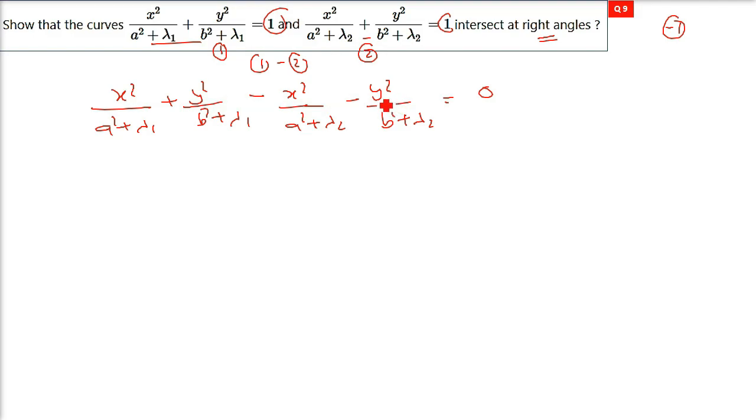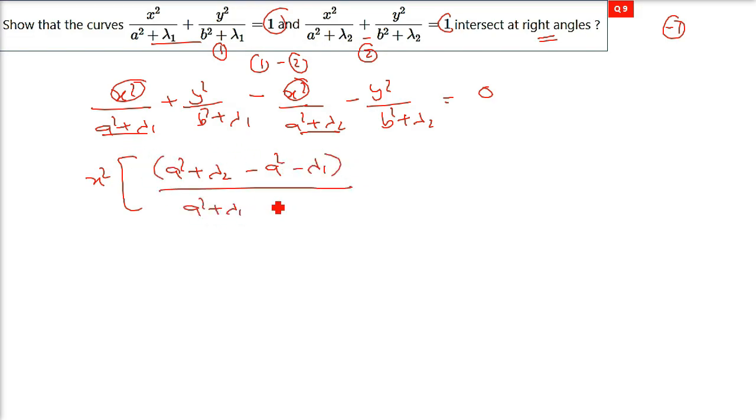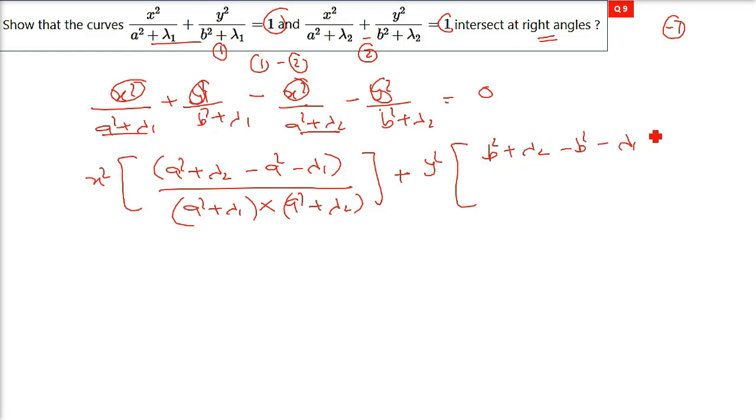That is the relationship of x square and y square, or any relationship x square and y square have in common. Now I am combining this x square term and taking the LCM also: a square plus lambda 2 minus a square minus lambda 1 divided by a square plus lambda 1 multiplied by a square plus lambda 2. So this is x square. Now take y square common. When you take y square common, it is b square plus lambda 2 minus b square minus lambda 1 divided by b square plus lambda 1 into b square plus lambda 2. So this is equal to 0.